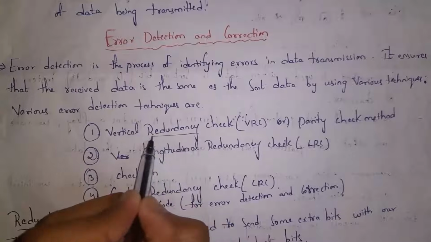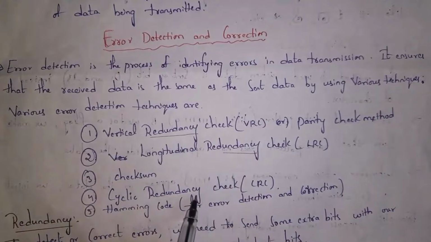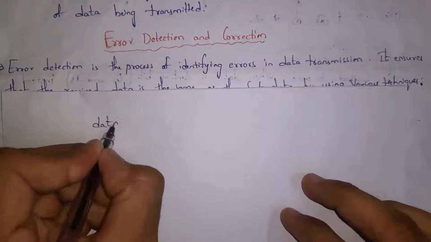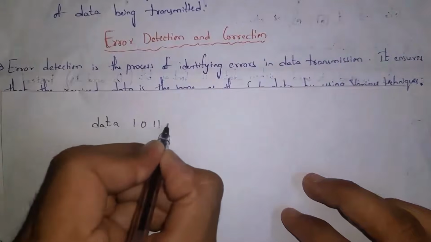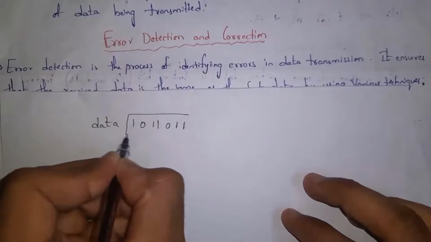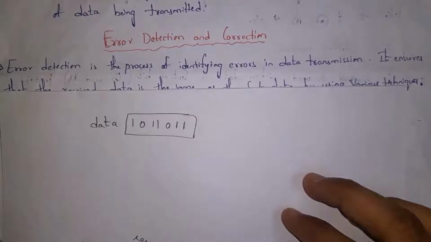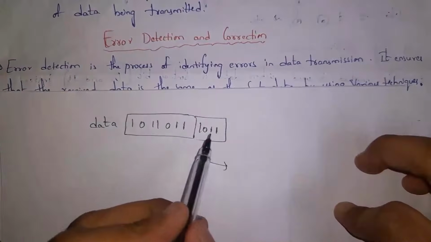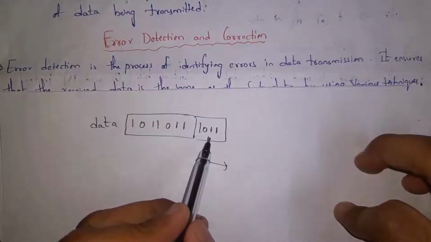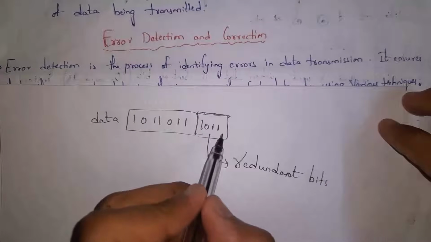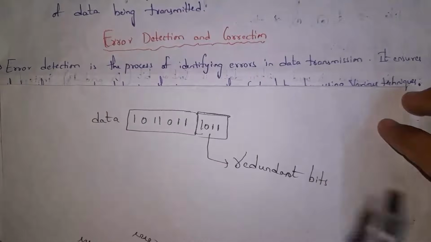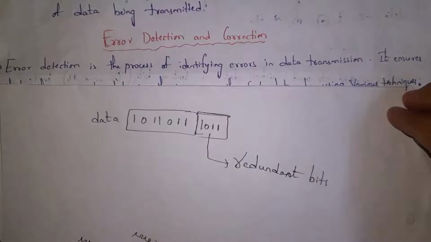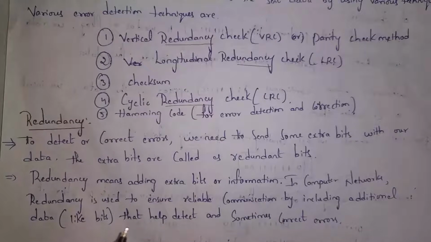Guys, before explaining various methods, at first you need to know what is redundancy. For example, our data is 10111011. Along with our data, we'll add some extra bits, like, for example, I will add 1011. We also call these extra bits redundant bits. By using these extra bits, we can detect as well as correct errors in data. So redundancy is nothing but adding extra bits to our data. These extra bits are used to detect as well as correct errors.